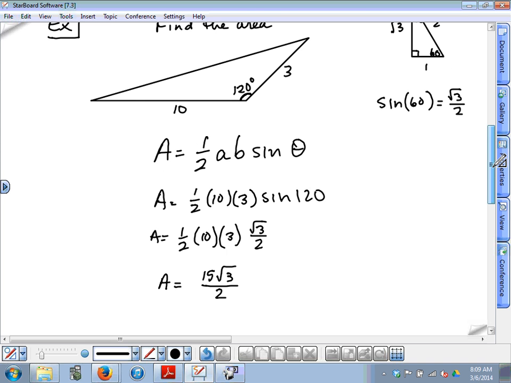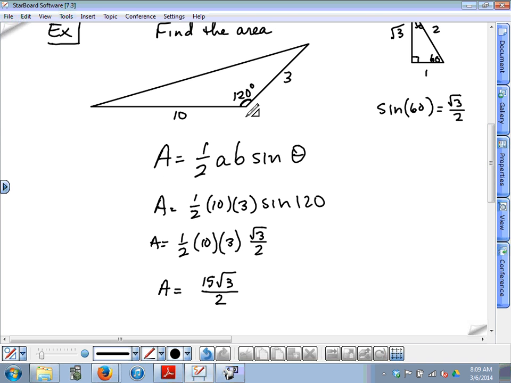Now technically it is an area, so whatever the units of measure are, it's units squared. So that's how you can use area in terms of a trig ratio if you don't happen to know the height or the altitude of the triangle.